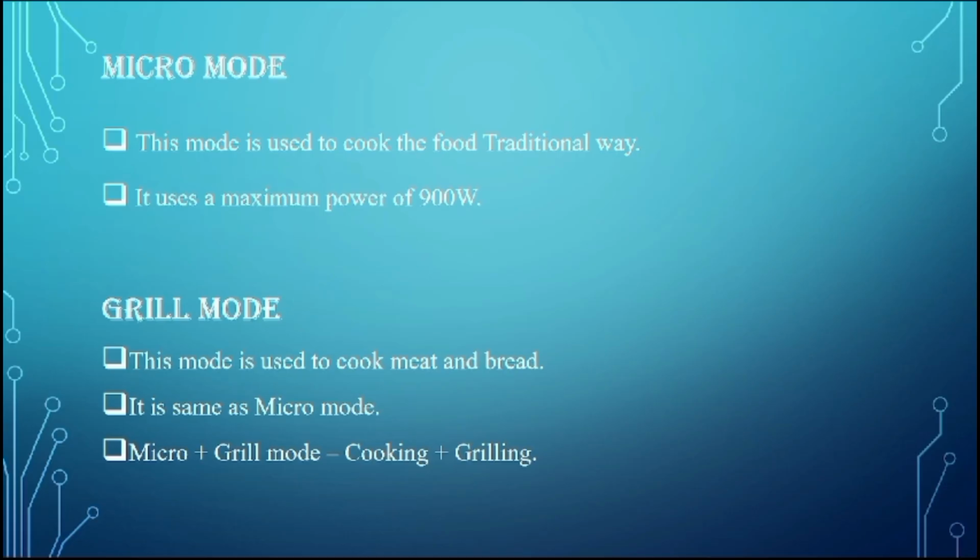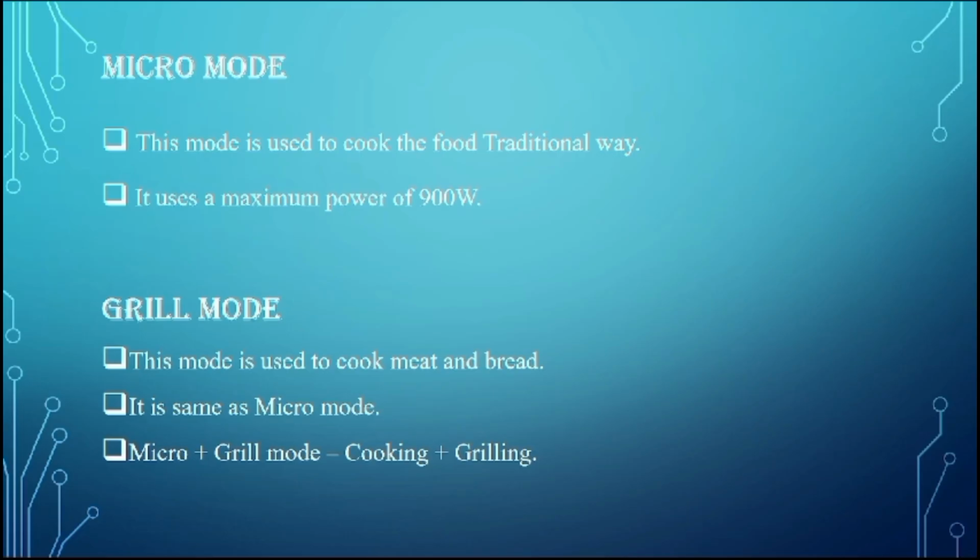The next mode is grill mode. This mode is used to cook meat and bread. It works like micro mode, but the purpose is to cook meat and bread. The user can set the time as per the cooking time of the meat. On pressing key 2 on the matrix keypad, the grill mode is selected. The CLCD prompts the user to enter the cooking time. The hash button confirms the time and starts cooking, and the start button clears the time.